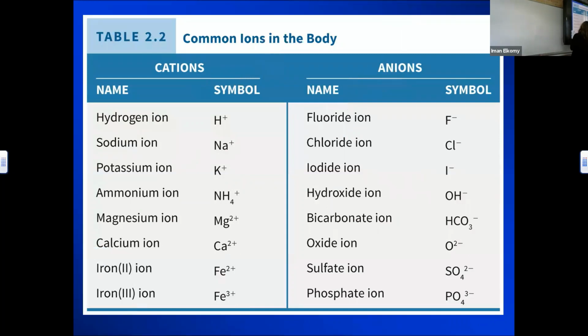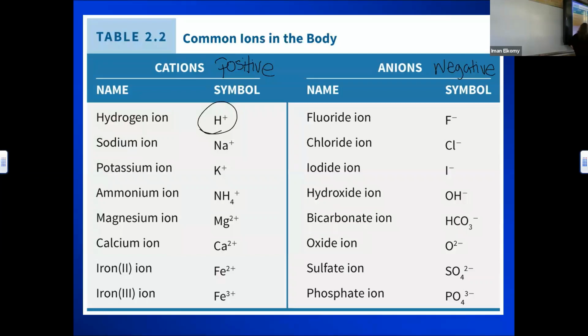Now, these are some common ions in the body. You're going to see these all over the place. Hydrogen ion, sodium, potassium, ammonium, magnesium, calcium, iron. Remember, these are your cations. That means they have a positive charge. I mentioned this on the other slide. I'm just reviewing that part. And my anions will be negative. You should understand those terms, please.